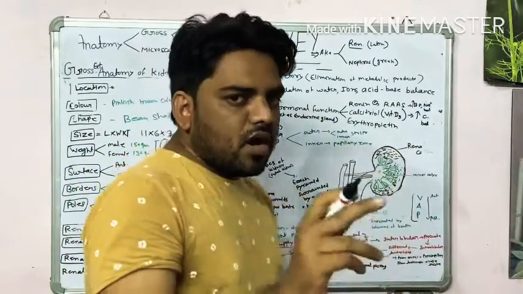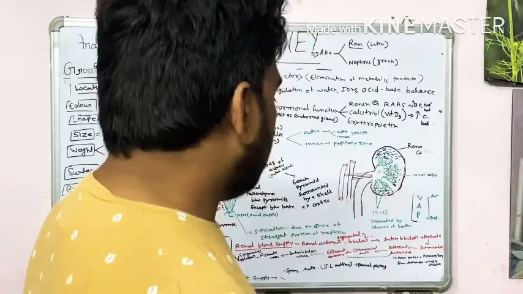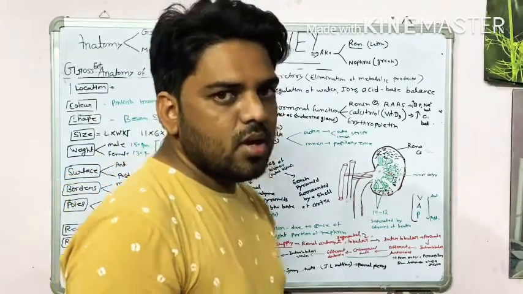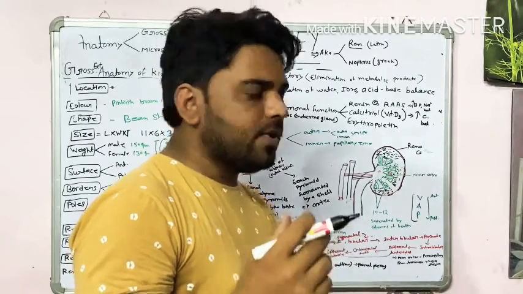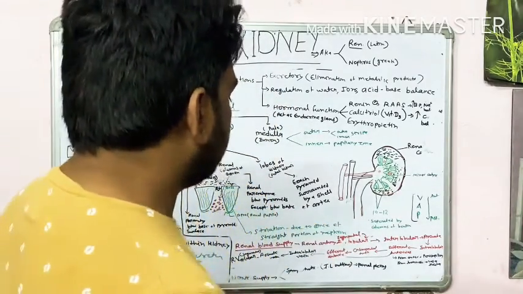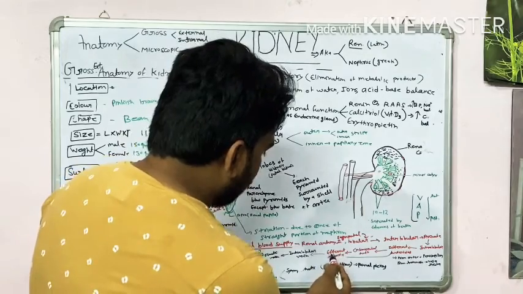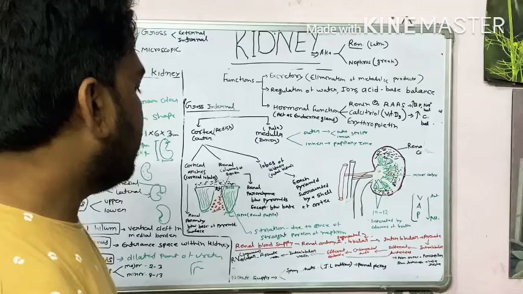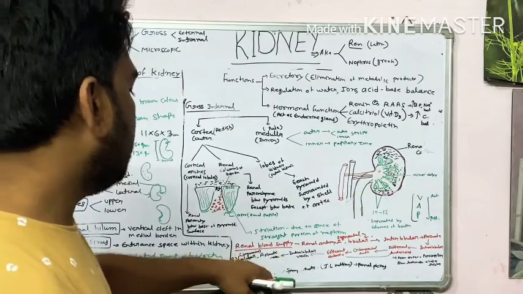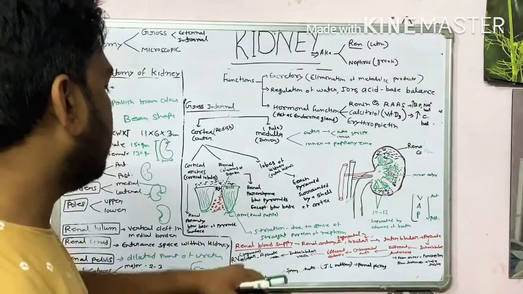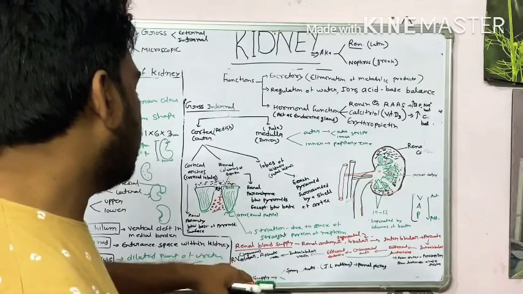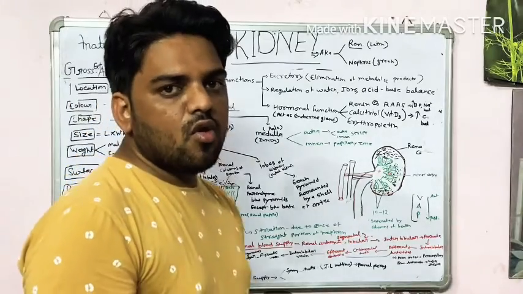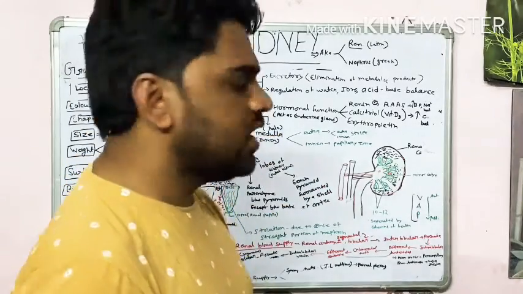This efferent arteriole goes around the PCT, DCT and loop of Henle, forming what is known as peritubular capillaries. Then these go into the interlobular vein. This interlobular vein goes into the arcuate vein, then the segmental and renal vein. This renal vein goes into the inferior vena cava.